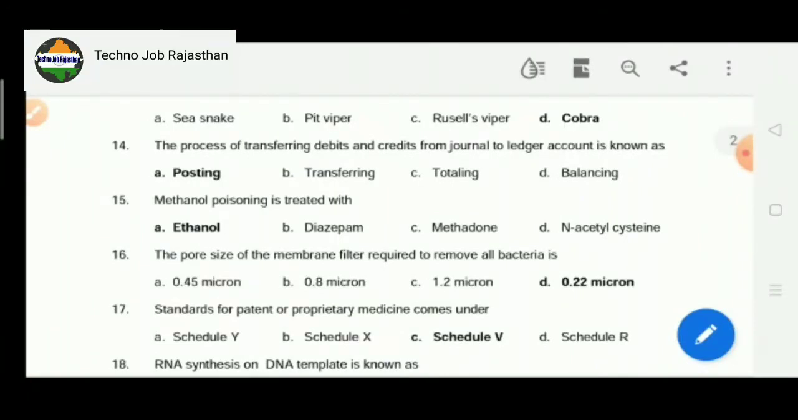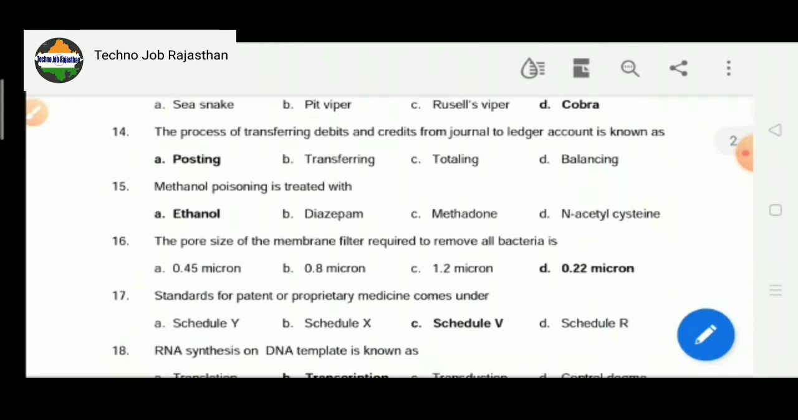Question number 15: methanol poisoning is treated with option A ethanol, option B diazepam, option C methadone, option D N-acetylcysteine. So the correct answer is option A, ethanol.